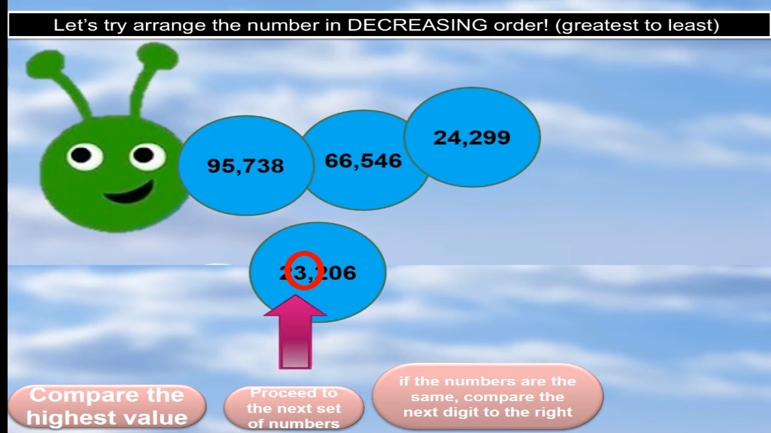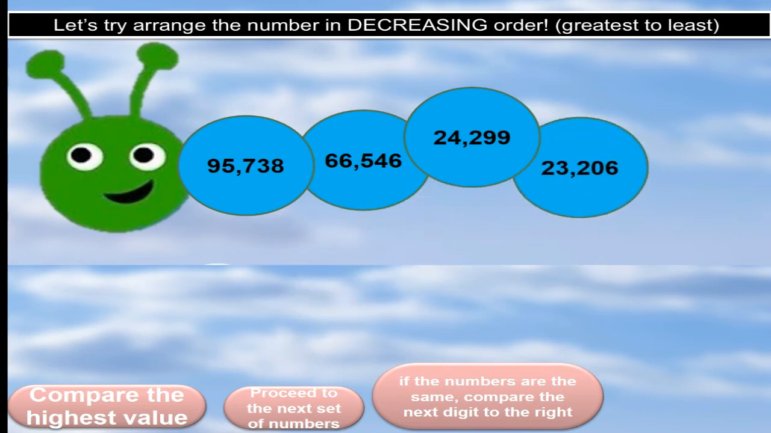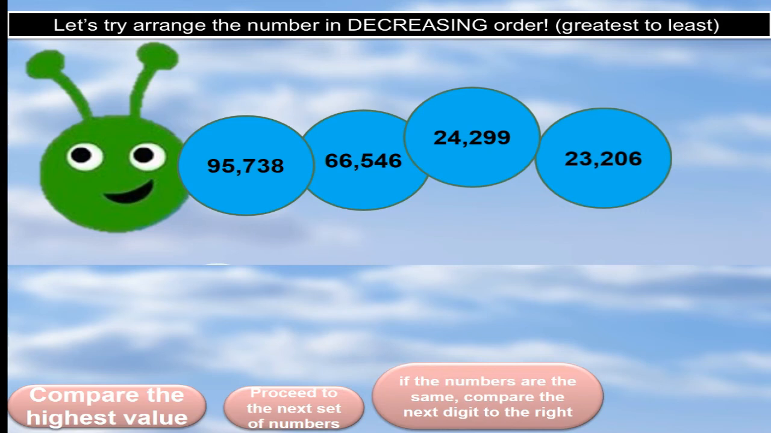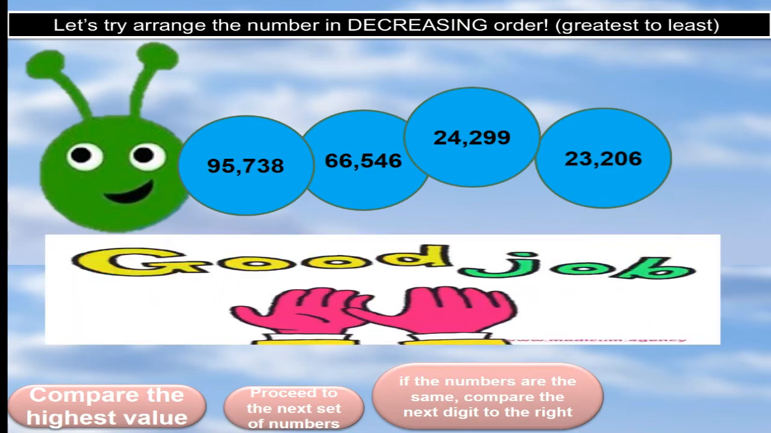And the number with the least value is 23,206. We have now successfully arranged the sets of numbers in decreasing order. Did you get the same answer? Good job!